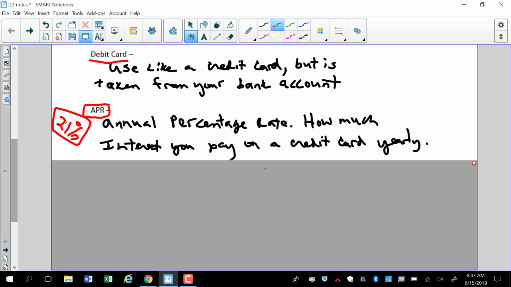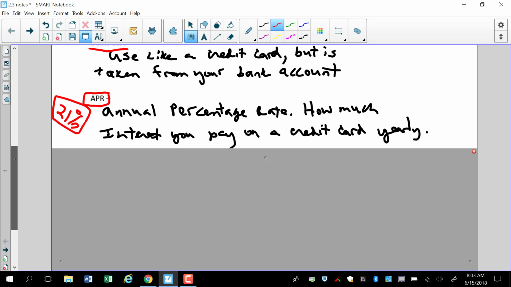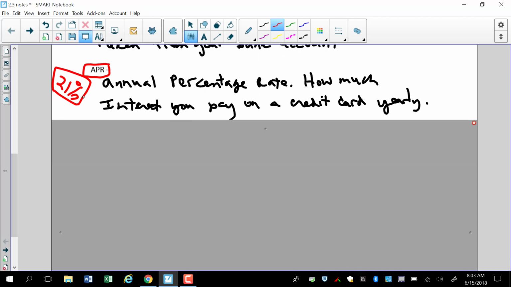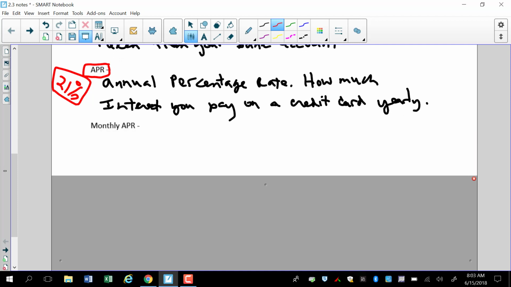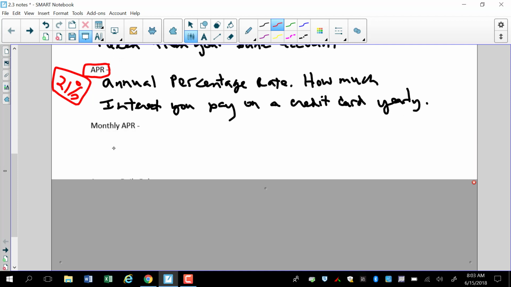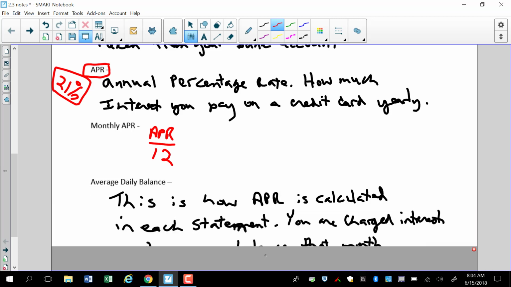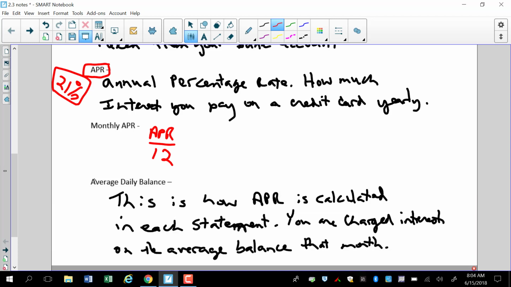Doesn't seem like a lot, but if you wait 4 or 5 years to pay it off, that can really add up over time. So you really want to keep that APR low by having good credit and paying things off. A monthly APR, I didn't put anything here as far as notes, but that's just your APR divided by 12. It's how much you're going to get charged monthly for your account balance. And that's charged by what they call the average daily balance. So it's how much money you have on average throughout the month.